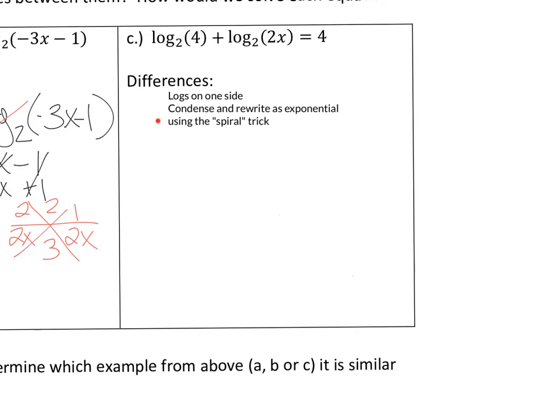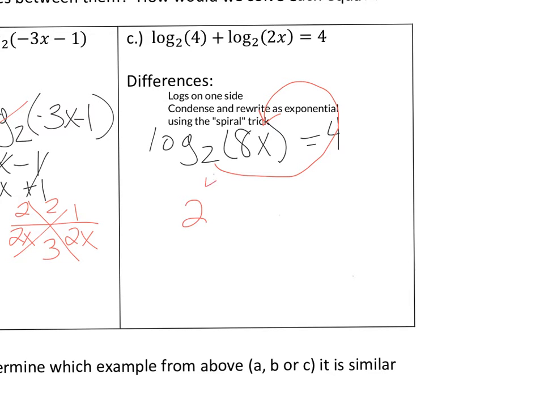We're going to have to rewrite this thing using the spiral trick we did a long time ago. And so you'll see me do that right now. So first we need to condense. So log base 2 of 4 times 2x is 8x equals just 4. So then the spiral trick is that thing where I said, well, 2 to the 4th power is equal to 8x. So 2 to the 4th is equal to 8x.